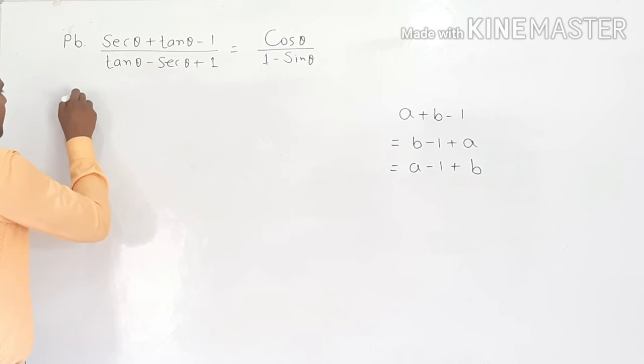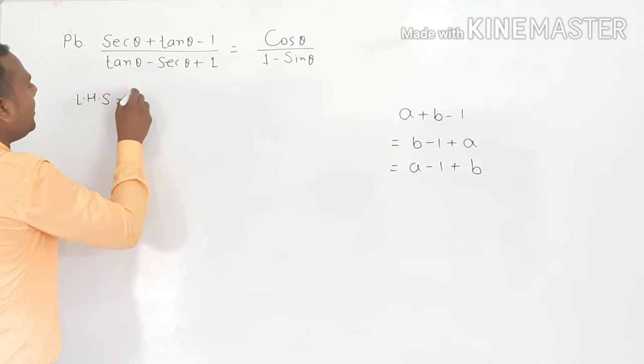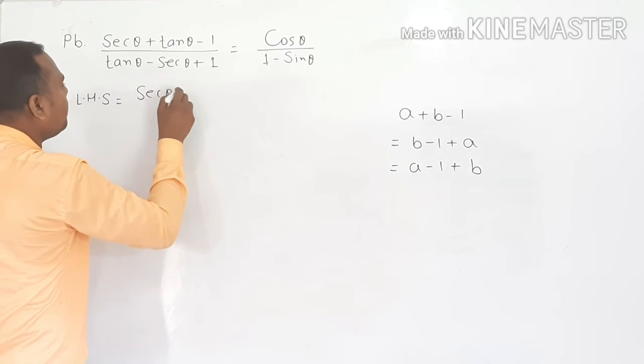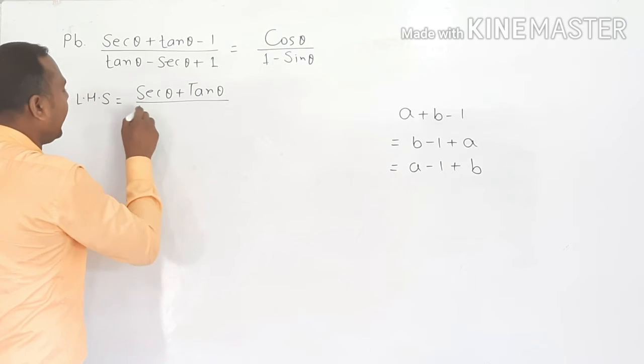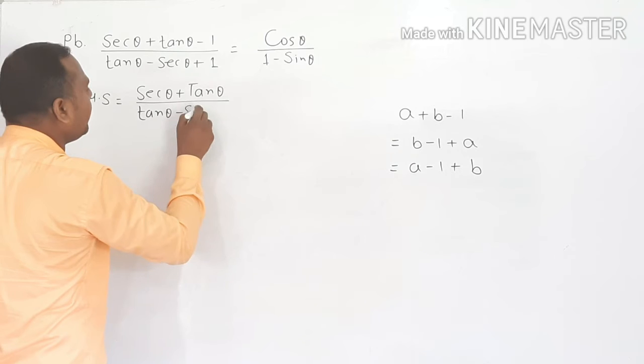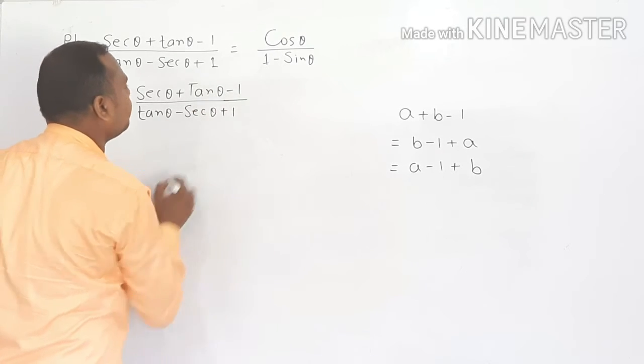So we can take the LHS part. In the first way, LHS will be equal to (sec θ + tan θ) divided by (tan θ − sec θ + 1). Sorry, here it will be minus 1.